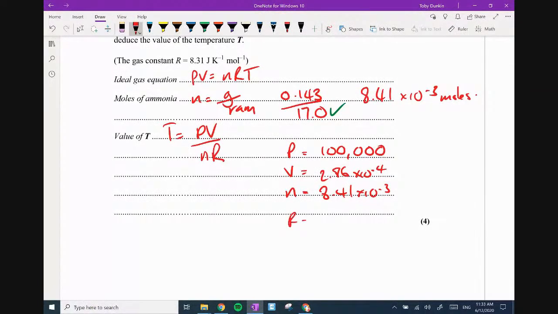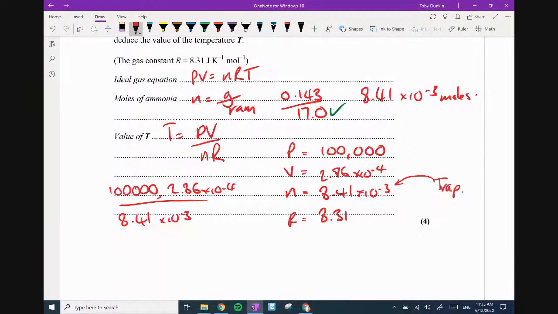It's fine. 8.31. The trap, that there is the trap, because people are going to use the rounded figure they did from the previous bit. You can't. You must use the one that's on your calculator. So let's now run it through. Yeah, 100,000. I'm just going to do it straight on. No, I'm going to write it down anyway. I always like to. 2.86 times 10 to the minus 4 over moles, 8.41 times 10 to the minus 3, but it's on my calculator, times by 8.31.